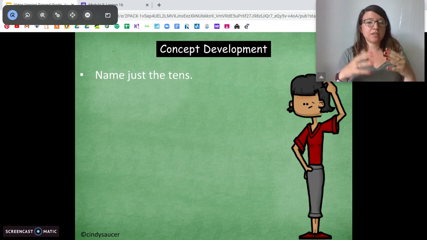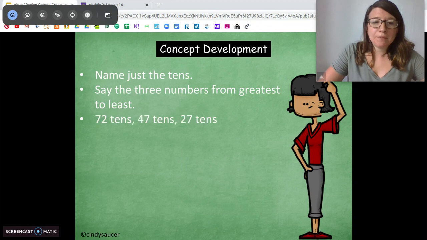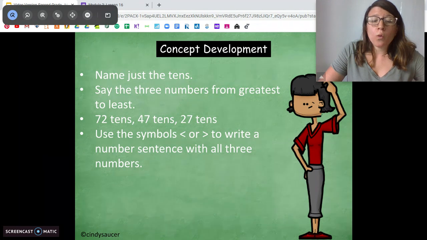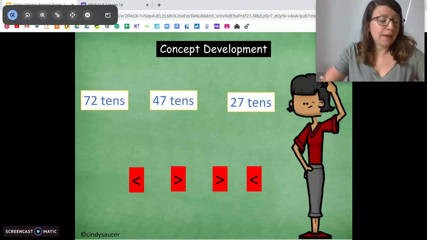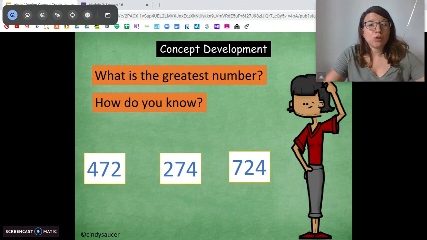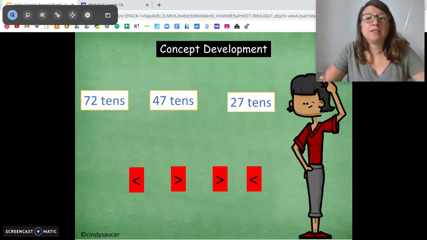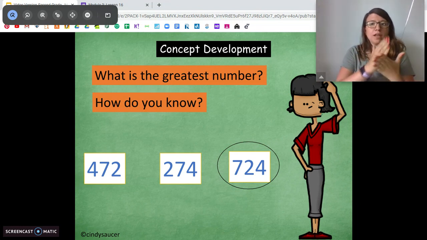Now, if we were to change this, just like we did a couple lessons ago, into tens, so move those hundreds over, we'd get 72 tens, 47 tens, and 27 tens. Let's compare those. So which one is the greatest? 72 tens, and then the next biggest? Yep, and then the smallest. 27 tens. Awesome job. So which number is the greatest to be determined even using our tens values? Which number is the greatest? 724. Excellent job.